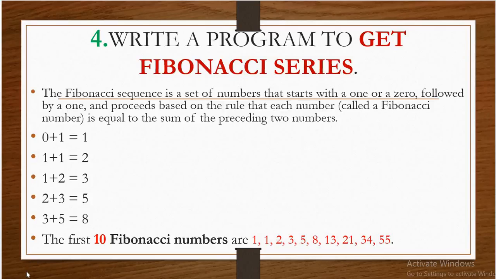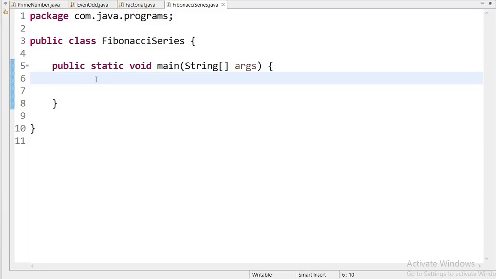Now let us see how to write the code in Java to get the Fibonacci series. You can print here any number of numbers from the sequence, but here I will show printing the first 10 numbers of a Fibonacci sequence. Printing first 10 numbers of Fibonacci series.